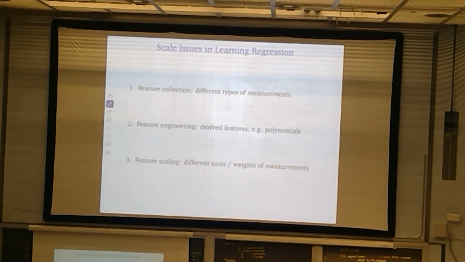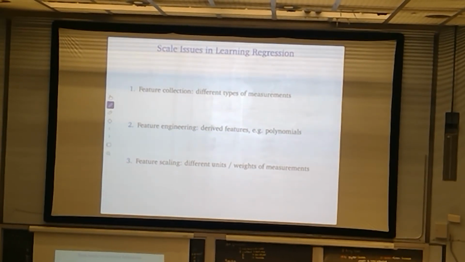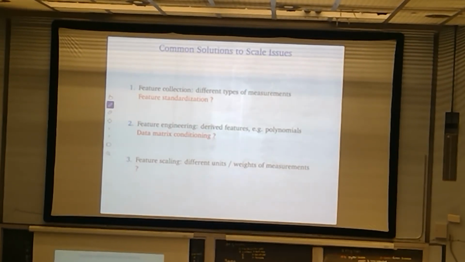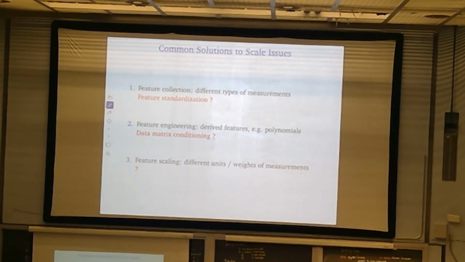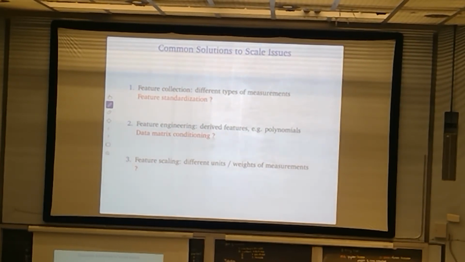The third thing is feature scaling. There are different units and weights of measurements. Today I represent the weights in terms of kilograms. Next day maybe pounds or maybe tons. And that will make the numbers drastically different. If you do PCA, you're going to get drastically different results. We will get to how we usually deal with these issues in the next class. Okay, thank you guys.